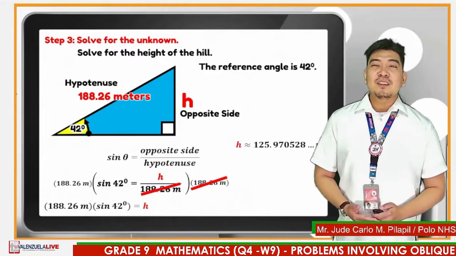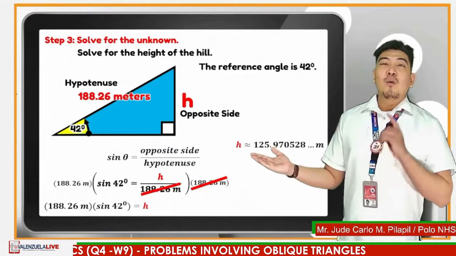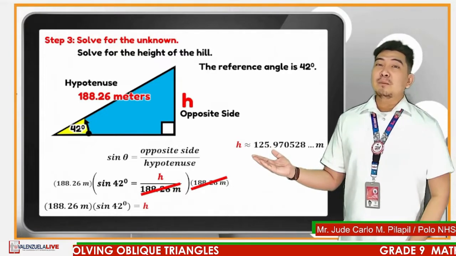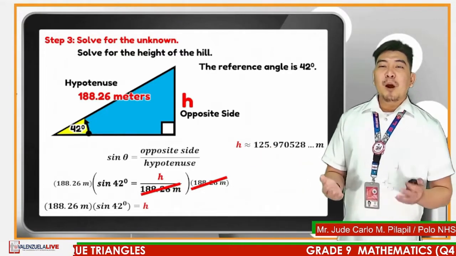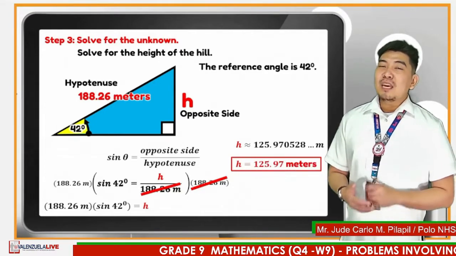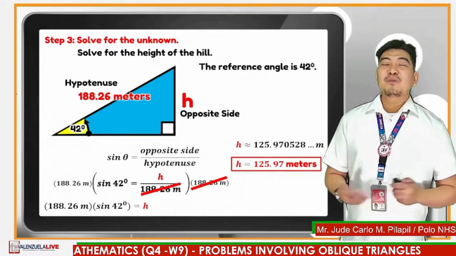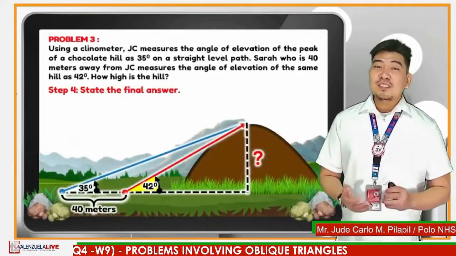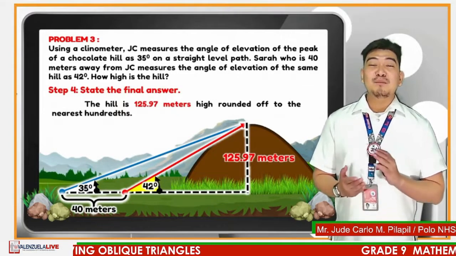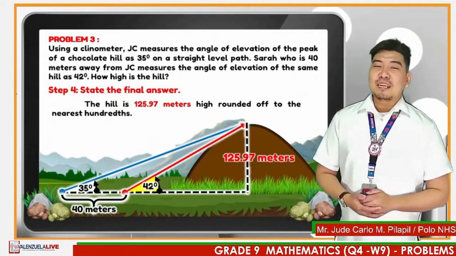Using our scientific calculators and applying the symmetric property, we will obtain the approximate value of 125.970528... meters. The problem asks to round the answer to the nearest hundredths. Hence, h is now equal to 125 and 97 hundredths meters. Finally, to answer the question in the problem, the hill is 125 and 97 hundredths meters high to the nearest hundredths. We talked about chocolate hills.